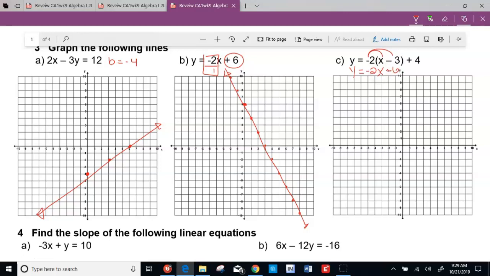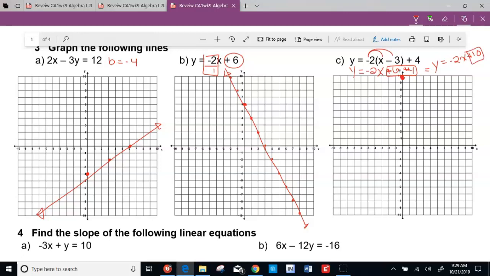+6 plus 4 more. I can combine this +6 and +4, and my final equation will be y equals -2x plus 10. So using what I learned from the previous problem, I know +10 is my y-intercept, so it's right up here at the very top at +10.